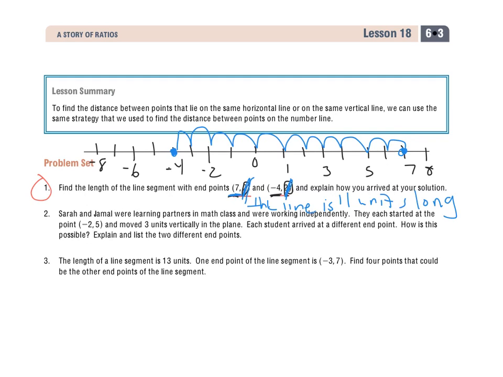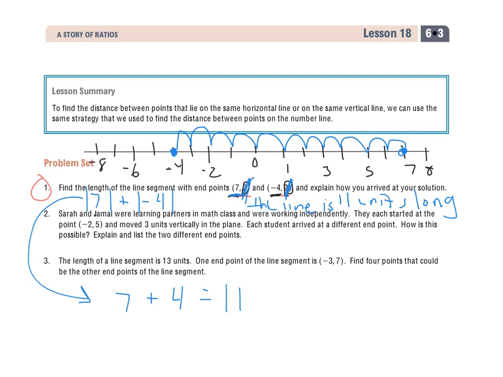Another way to look at this is when you see that you have a positive 7 and a negative 4, when they have different signs, you can add their absolute values. So the absolute value of 7 is 7, and I'm going to come down below here to get some more space. And the absolute value of negative 4 is 4. So if I add those up, it's 11.